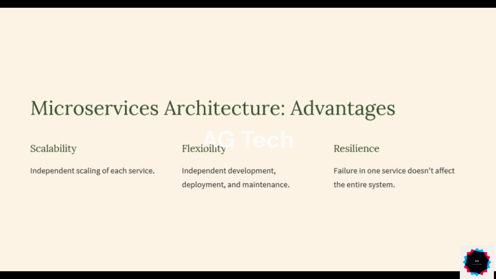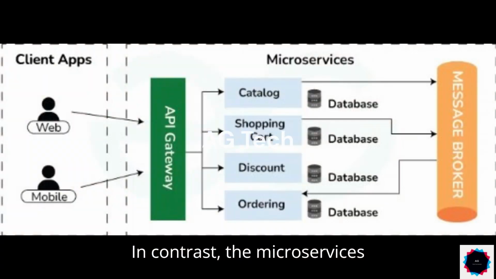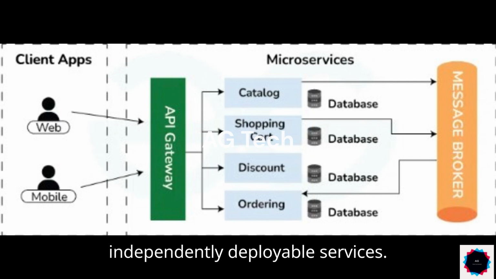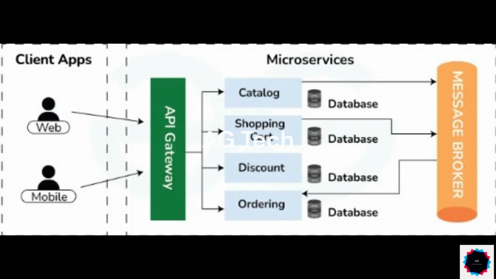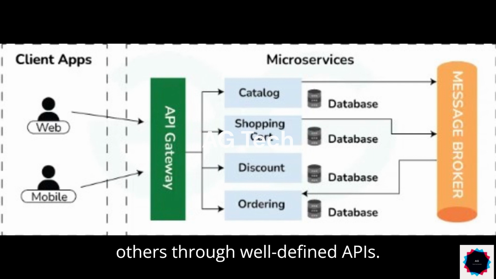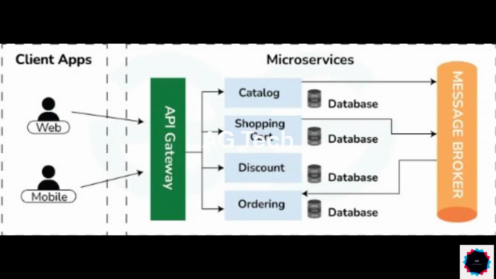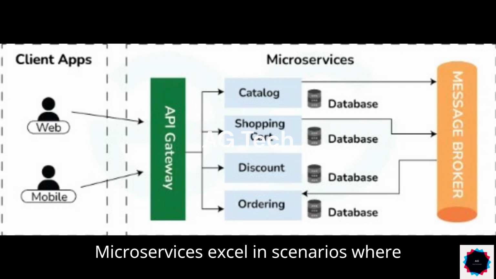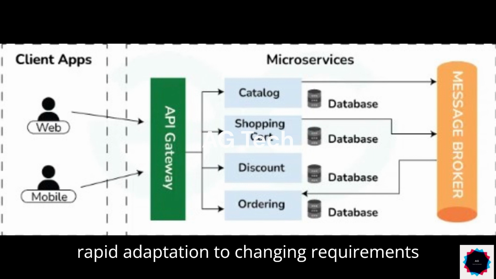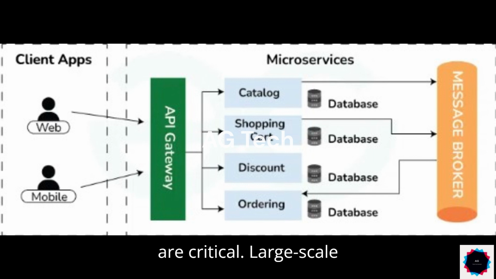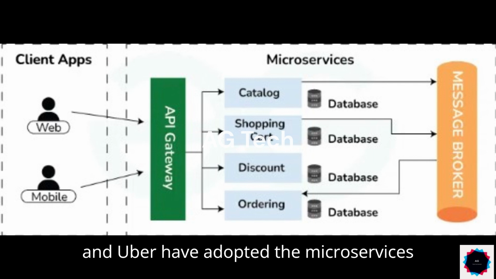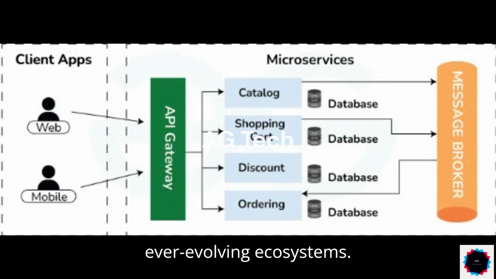Microservices architecture. In contrast, the microservices architecture breaks down an application into a collection of smaller, independently deployable services. Each service is responsible for specific functionalities and communicates with others through well-defined APIs. Microservices excel in scenarios where scalability, flexibility, and rapid adaptation to changing requirements are critical. Large-scale applications like Netflix, Amazon, and Uber have adopted the microservices approach to handle their complex and ever-evolving ecosystems.